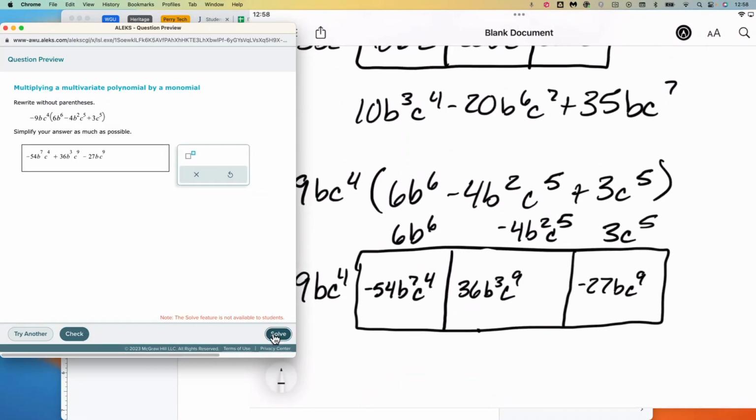So again, our answer should be everything that's in the boxes: negative 54 b to the 7 c to the 4. Looks like that matches. Plus 36 b to the power of 3 c to the power of 9, minus 27 b c to the power of 9.